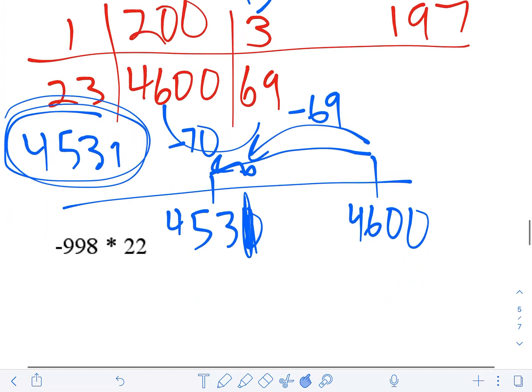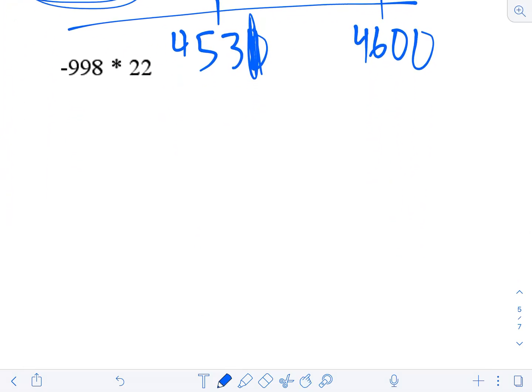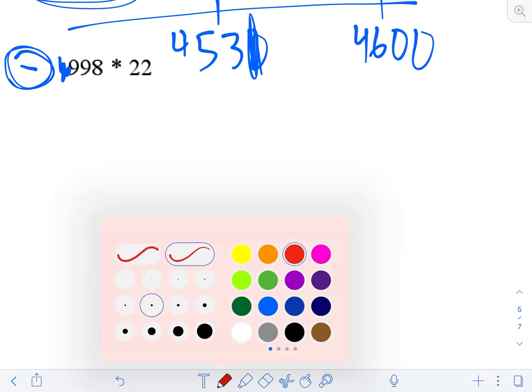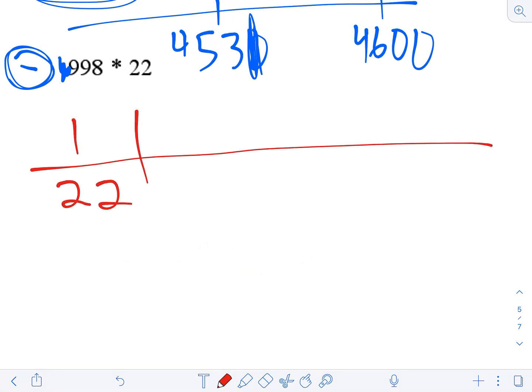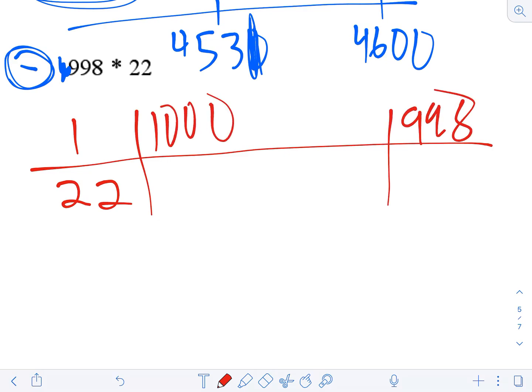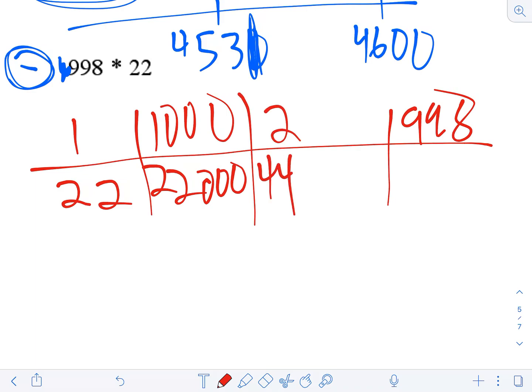Okay, one more. Negative 998 times 22. Well, the answer is negative. Remember that. So now we have 998 times 22. Okay, so we have 1 22, and we just need 998 of them. Well, I can get 1,000. That's 22 with 3 zeros. Oh, I'm just 2 away. 1,000 is 2 away from 998. So if I double, I get 44.